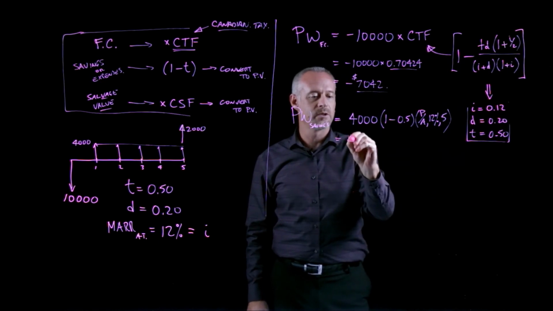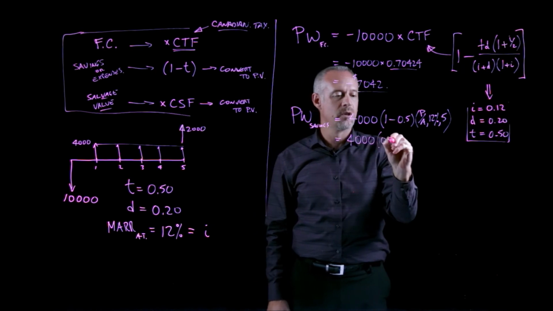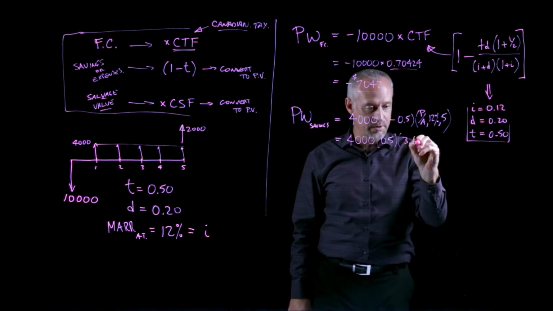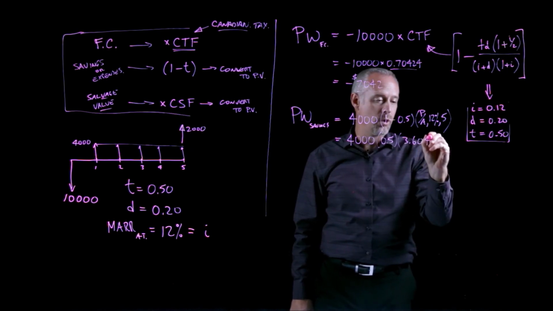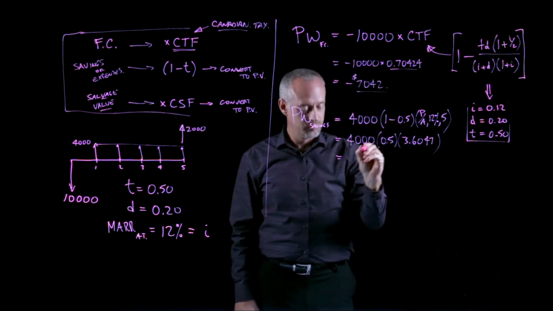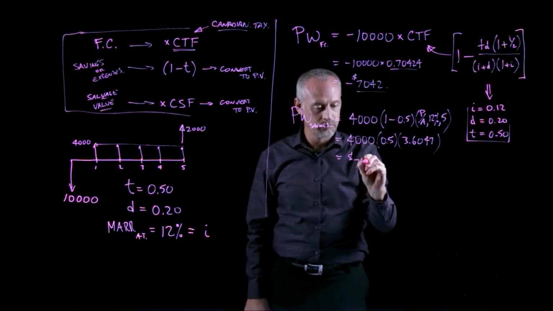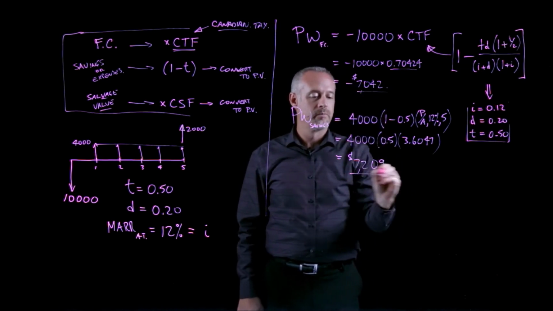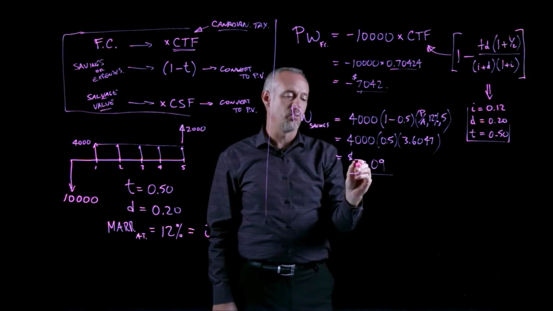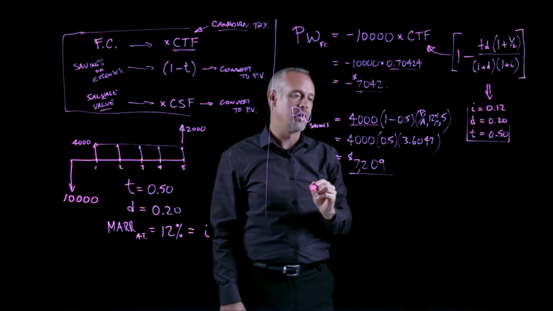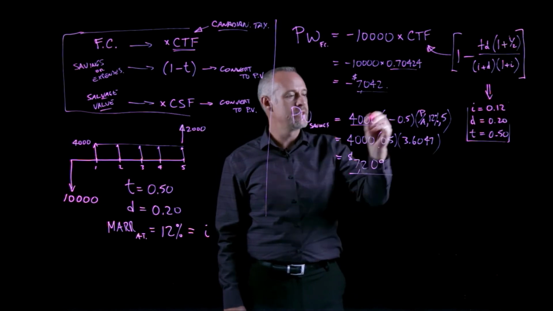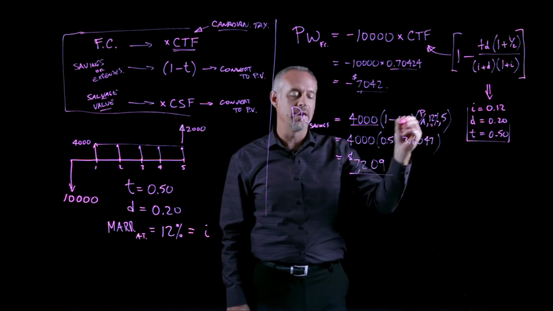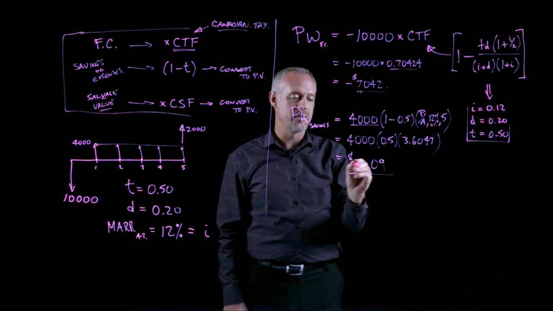Work out what this is, so it ends up as 4,000 times 0.5 times the P given A factor, 3.6047. You should be able to arrive at this number, this time positive, so the present worth of our $4,000 before tax annuity over 5 years, taking into account tax, and then taking into account the time value of money using the MAR as the interest rate, I end up with a present worth of the savings of $7,209.